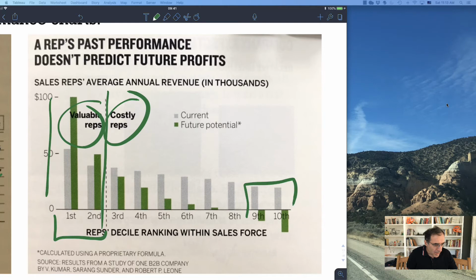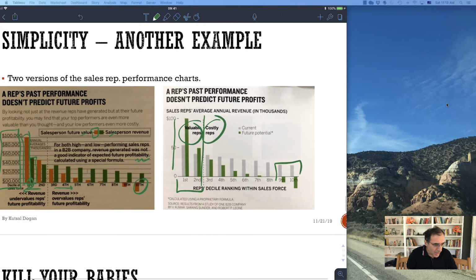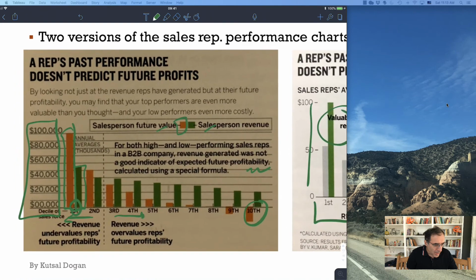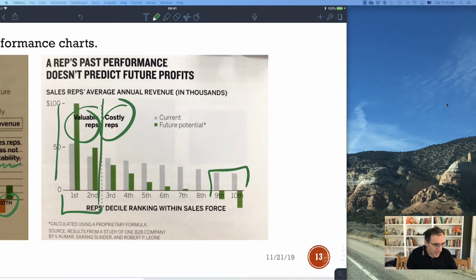Let's just simplify, clarify, so that you can communicate. This is an excellent example of how you go from a chart which doesn't tell a story to a chart which tells a story immediately.